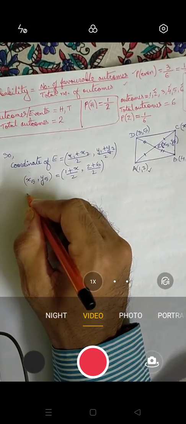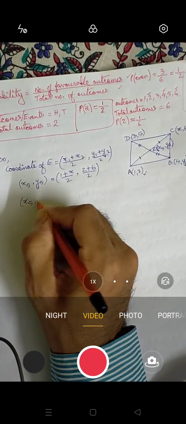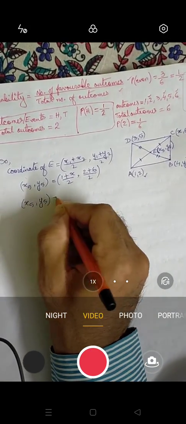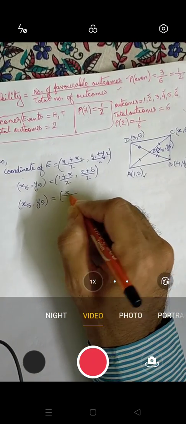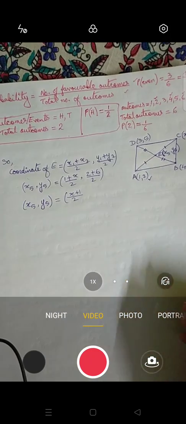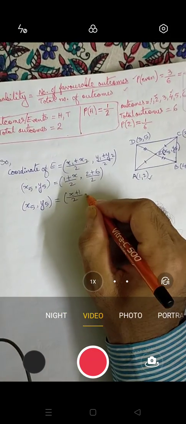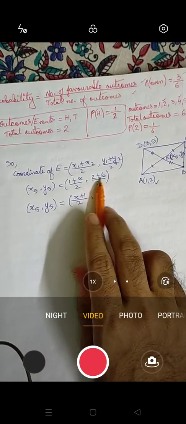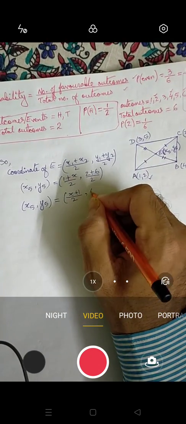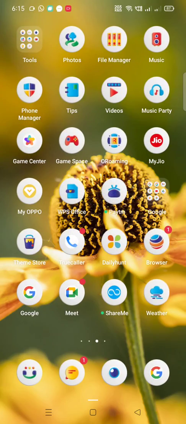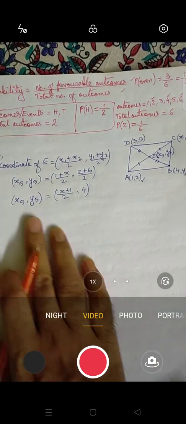Now this one again we can take (x5, y5) equals, I am arranging this in a proper way, x plus 1 by 2. If you don't arrange also, no problem. And this one will become 6 plus 2, 8. 8 by 2 is 4. I am writing it directly. Any problem? You can write this way. Again, now we got this one.